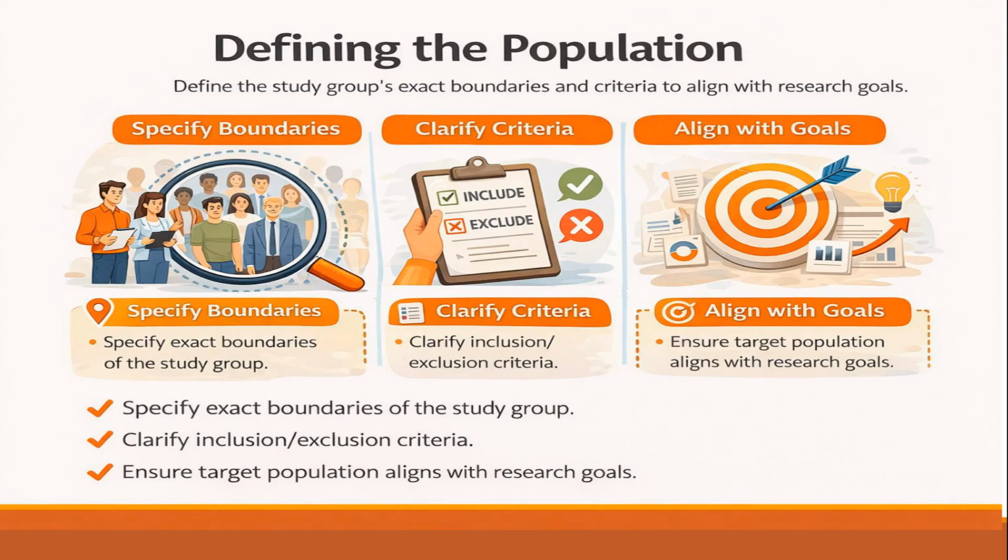Finally, we align the population with research goals. The people we study must directly match the objective of the research. If the population is poorly defined, even good sampling techniques will give weak results. So remember, clear population definition is the foundation of good research.